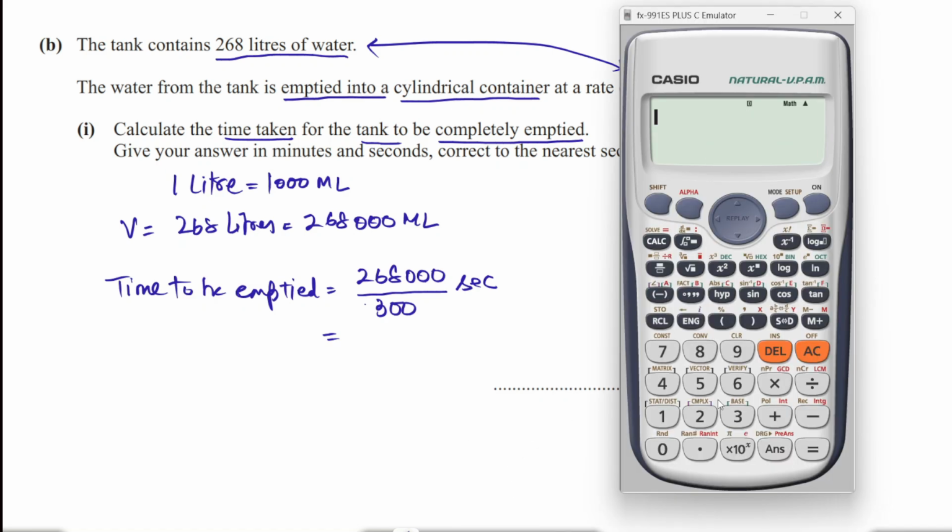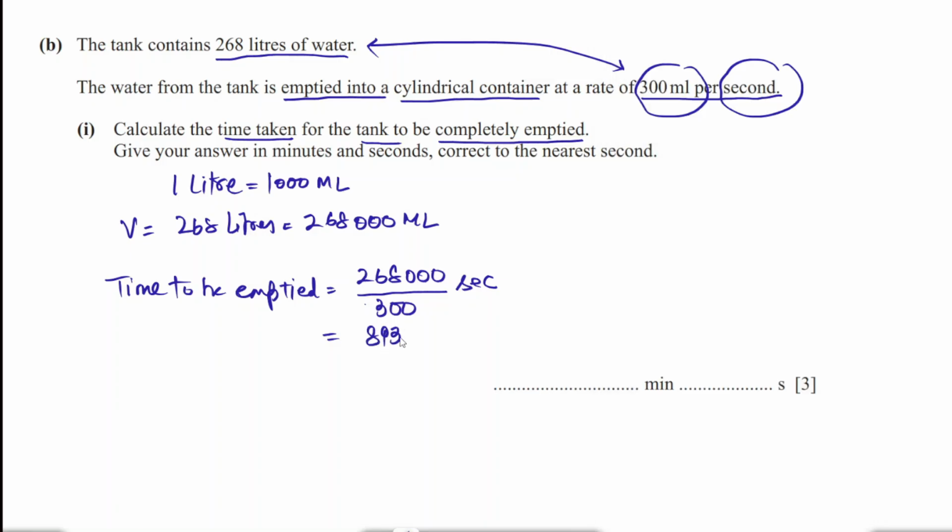So we have 268,000 divided by 300, and we got 893.33 seconds. Now we need to write the answer in minutes and seconds.